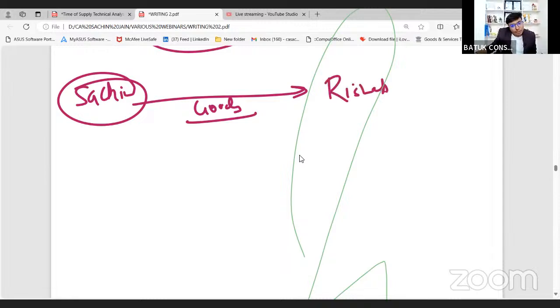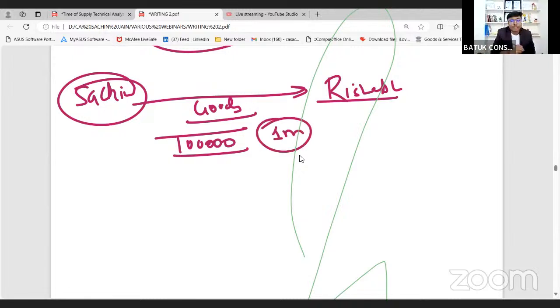Rishabh. Okay. I had made a supply of particular goods to Mr. Rishabh and the invoice is for 1 lakh rupees. Rishabh has taken the goods on credit. Okay. And I told Rishabh, if you make the payment to me within 1 year, okay, suppose we remove 1 year, within 1 month. Otherwise there will be trouble.